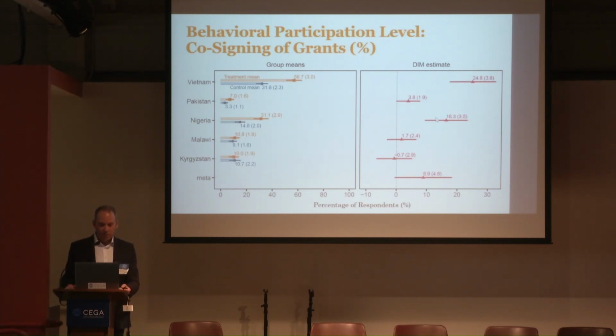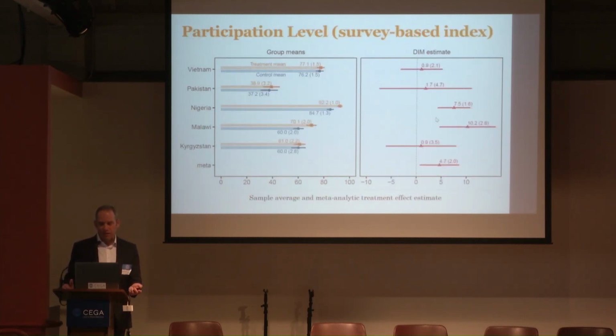So then Brian asks, across what percentage of results? So here's just that index of participation level, the self-reported measure. And here things differ a little bit. You can see that we have non-significant effects for Vietnam, Pakistan, and Kyrgyzstan, but pretty sizable effects for Malawi and Nigeria on the self-reported measure, and an overall significant meta-analysis measure.